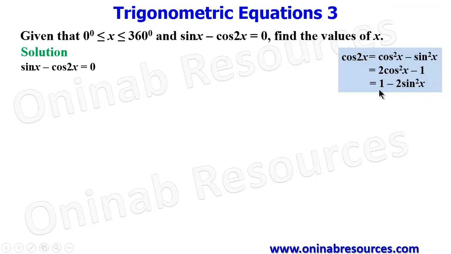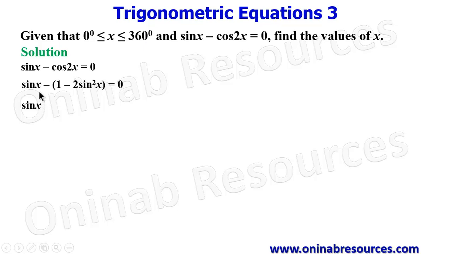We are going to use the last one so that we have sine x minus, in brackets, 1 minus 2 sine squared x, is equal to 0. We expand this bracket. We have sine x minus 1, then plus 2 sine squared x is equal to 0. We then arrange sine x in descending power. So we now have 2 sine squared x plus sine x minus 1 is equal to 0.